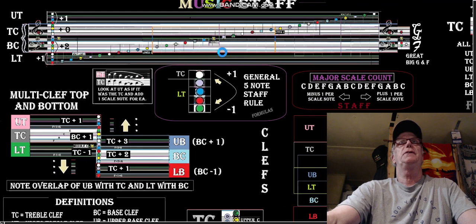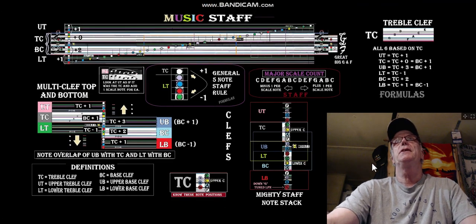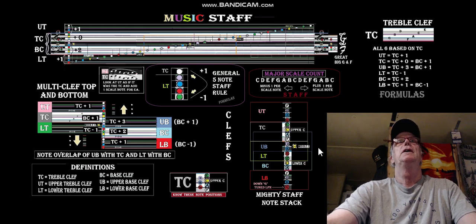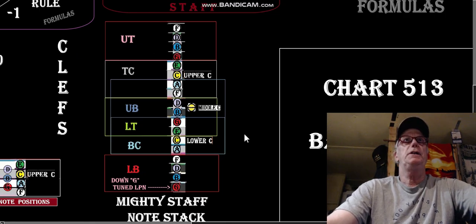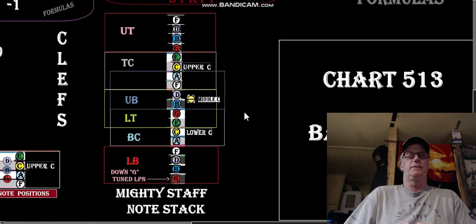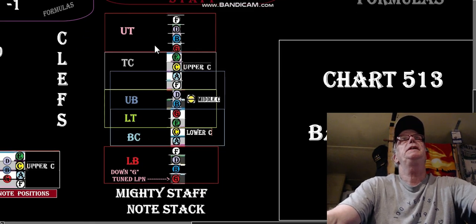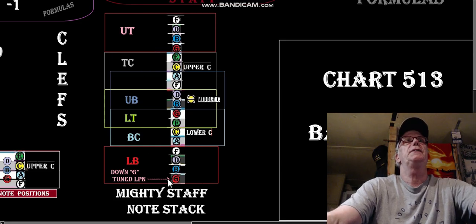While on the subject, when I made this, here we have the Multi-Staff note stack, and we're going to be using this heavily. Now, the way that this is split up is everything. Okay, so we're going to be splitting this up in different ways.